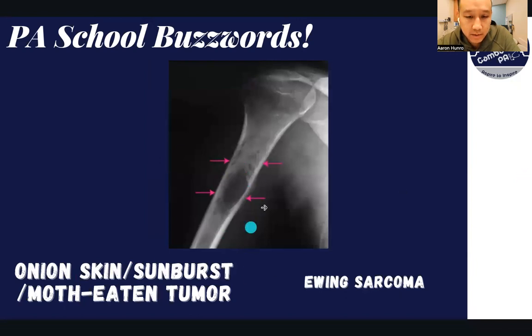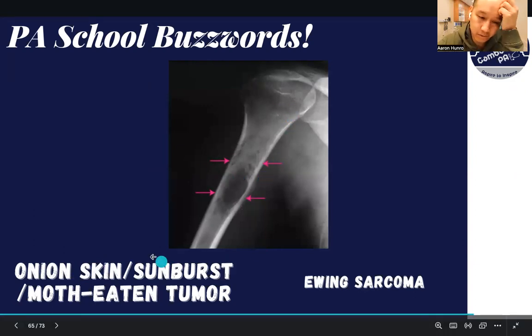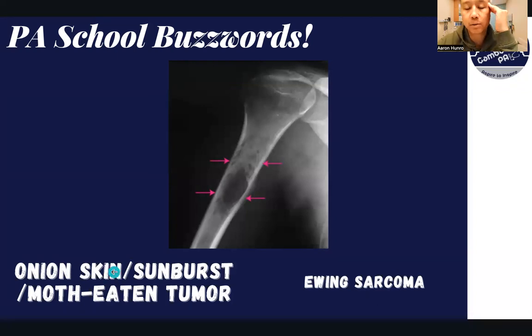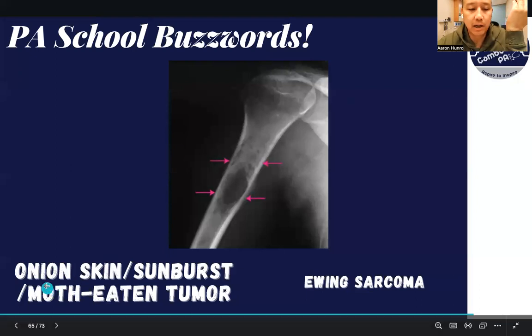All right, so this is kind of that onion skin or sunburst or moth-eaten tumor appearance. So that's Ewing sarcoma. And sometimes you won't even see the x-rays. You'll just read it on the vignette, and it'll say like 20-year-old patient presents with 3-month history of arm pain, and on x-ray you'll see a humerus with a moth-eaten appearance, something like that. That's how you know the buzzword is that moth-eaten or the onion skin, relating to Ewing sarcoma.